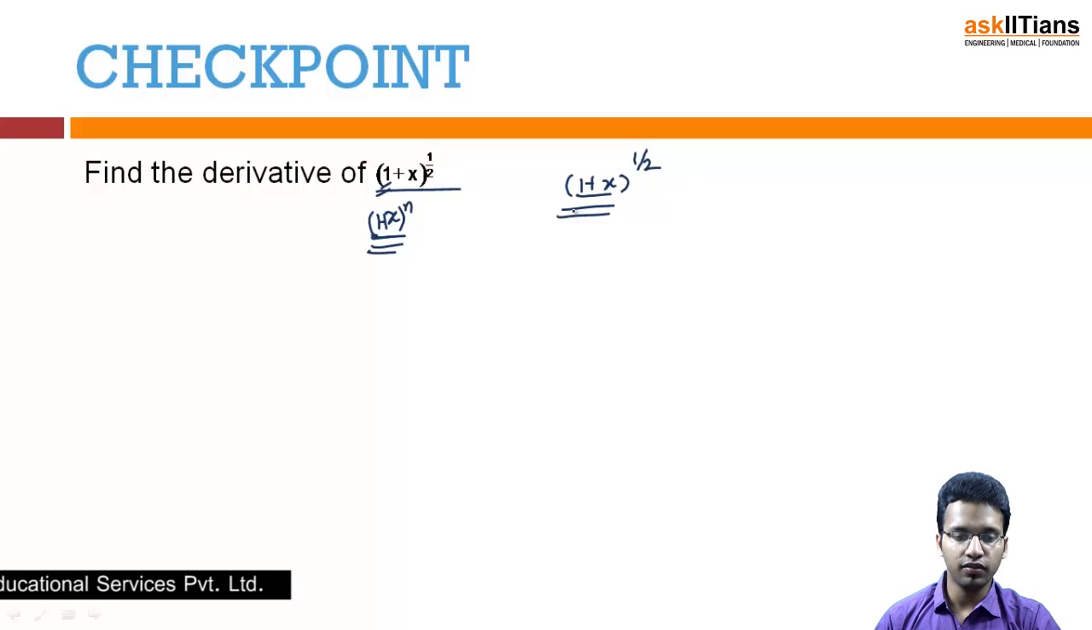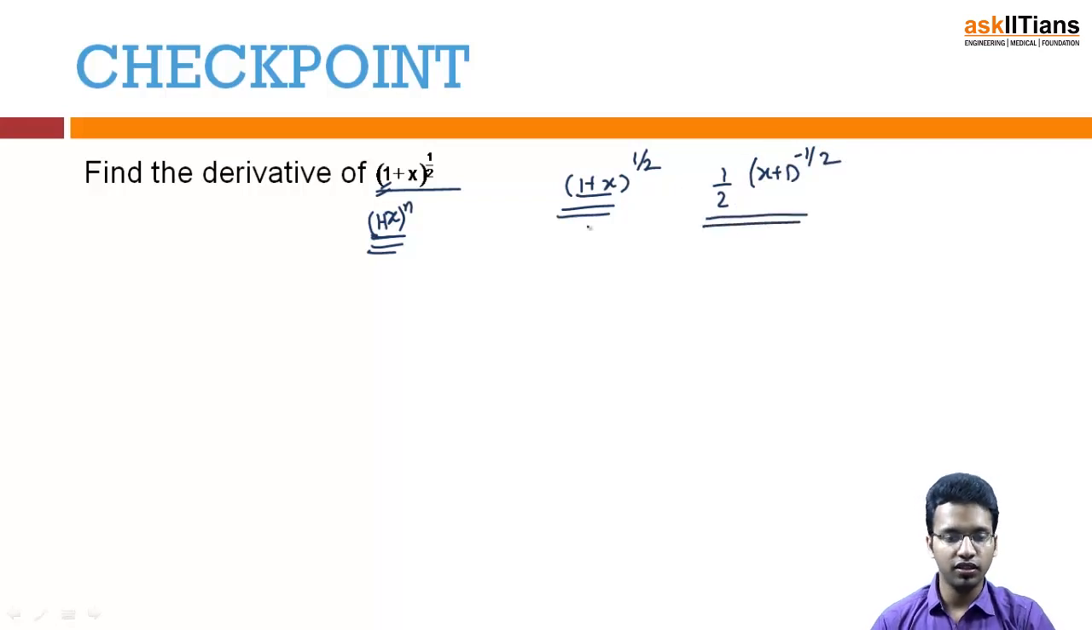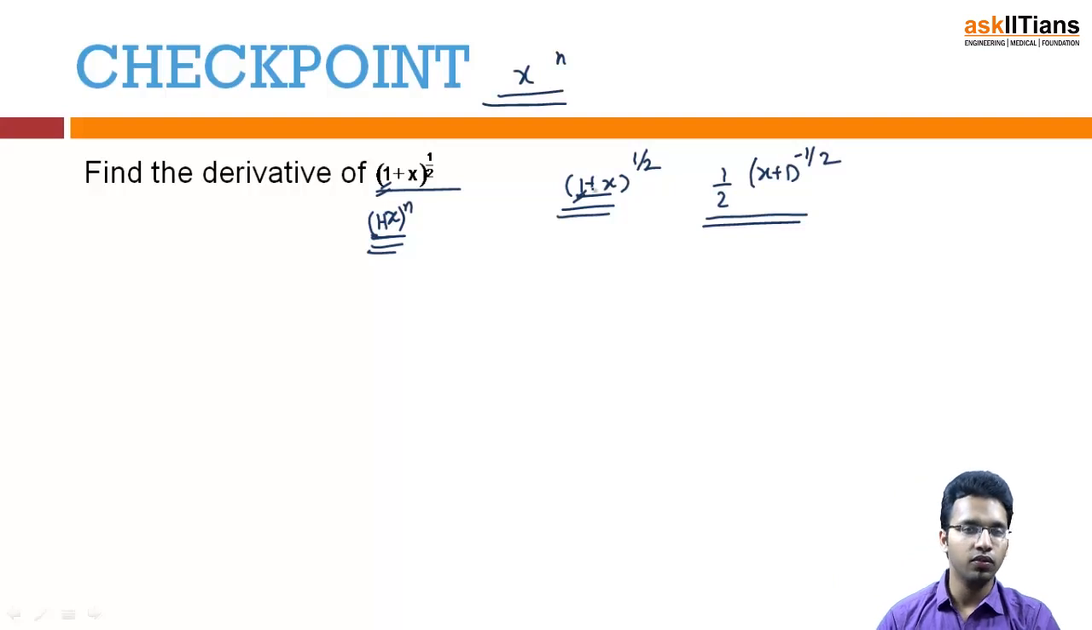So this will again use the same formula: (x + 1) raised to power half minus 1. This is by directly using the formula for x raised to power n. Now, this is a constant here, so it won't matter. Otherwise, if it had been x square, x cube, or some power of x, then we would have gone for a bit different strategy. We will learn that strategy in the coming parts.